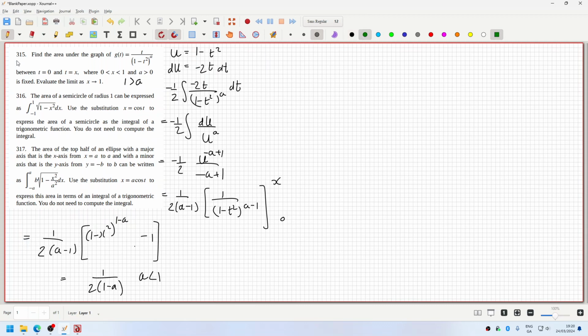Now that's that one done. 316. The area of the semicircle radius 1 can be expressed like that. Use the substitution to express the area as an integral of a trig function. You do not need to compute the integral. Okay, so that means dx/dt is minus sine t. So dx is minus sine t dt. So the integration becomes root 1 minus cos squared t.